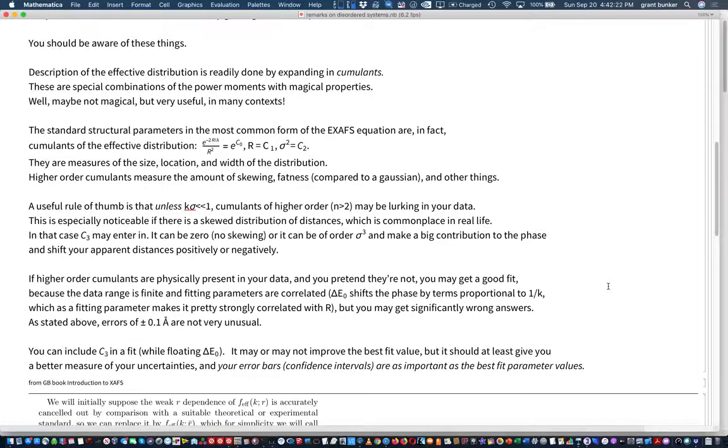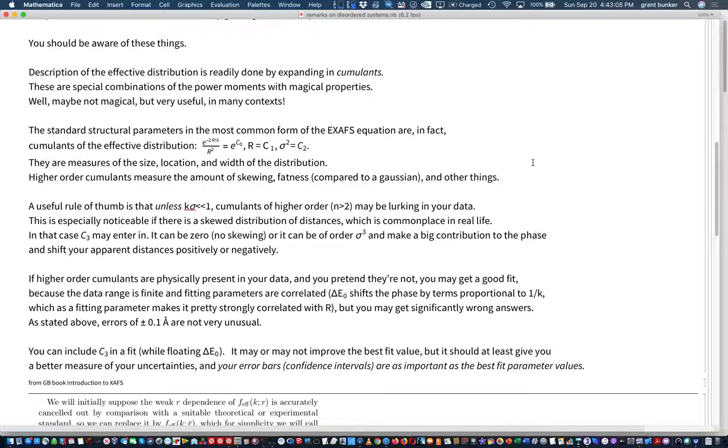So anyhow, the standard structural parameters in our most common form of the EXAFS equation are in fact cumulants. That is, this e to the minus 2r over lambda, if we pull that out in front of an integral, when we do an average, that's e to the c0. Or you take the average r, the average distance, that's the first cumulant. And our familiar sigma squared, that's the second cumulant of the effective distribution. So these are really different names for things you've been using all the time. But the nice thing about this description is it generalizes.